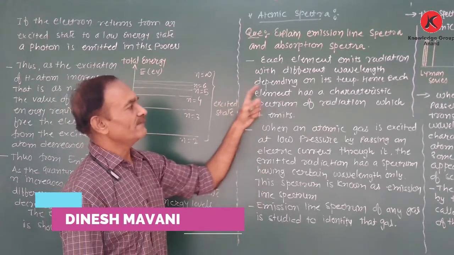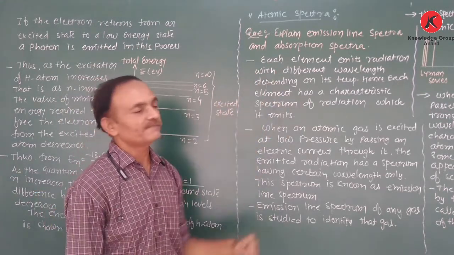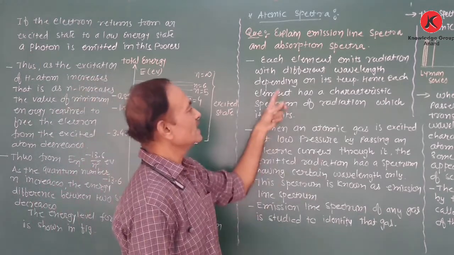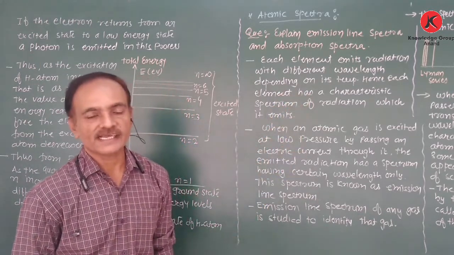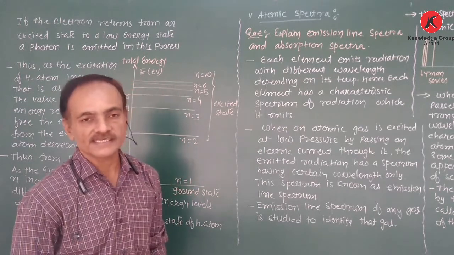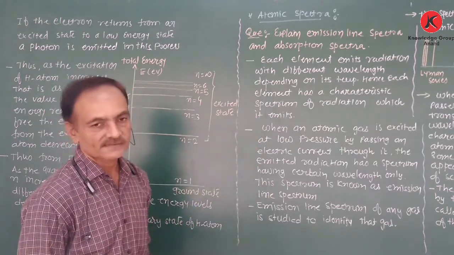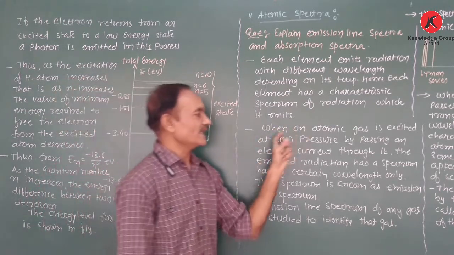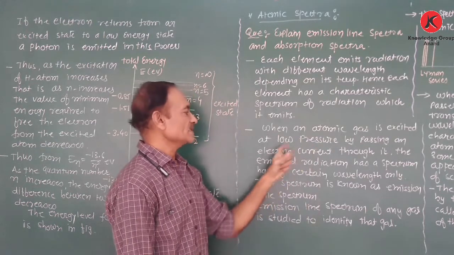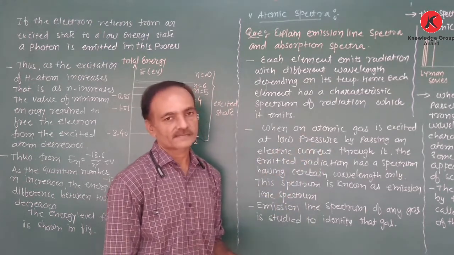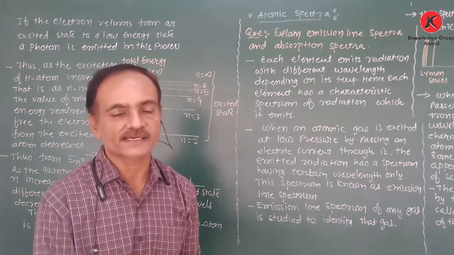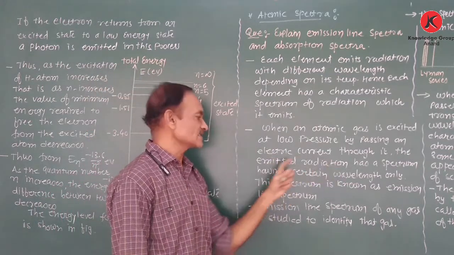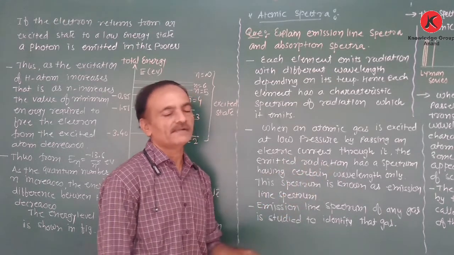Again, each element emits radiation with a different wavelength depending on its temperature, and hence each element has a characteristic spectrum of radiation which it emits. Now, when an atomic gas is excited at lower pressure by passing an electric current through it, the emitted radiation has a spectrum having certain wavelengths only.